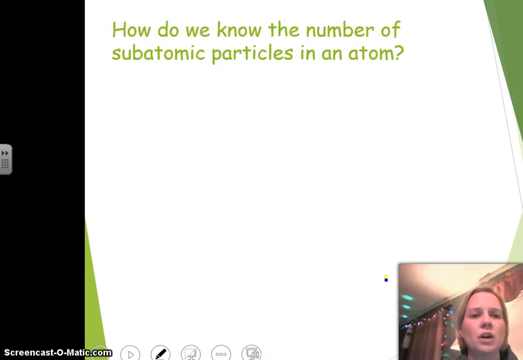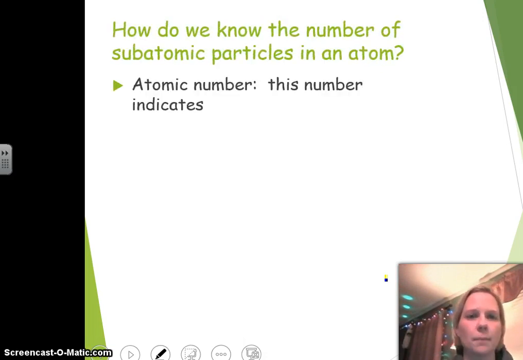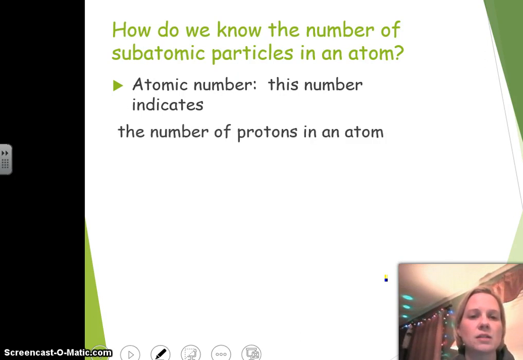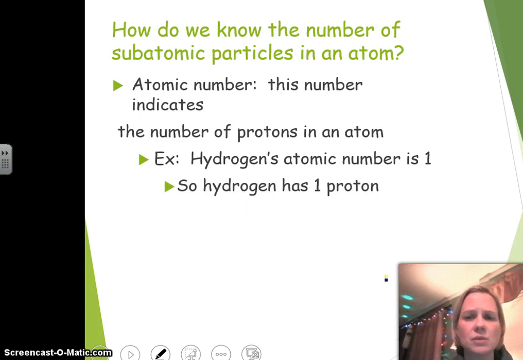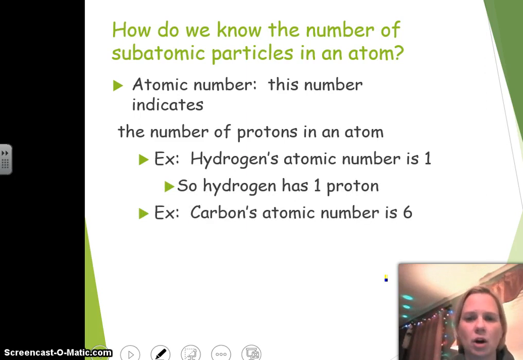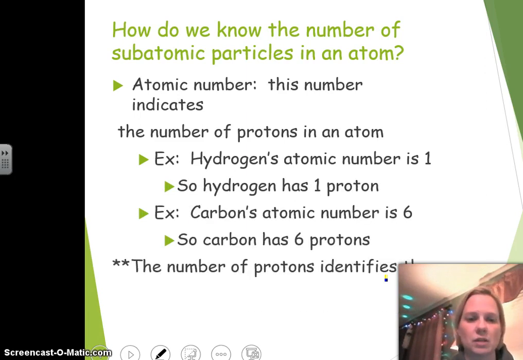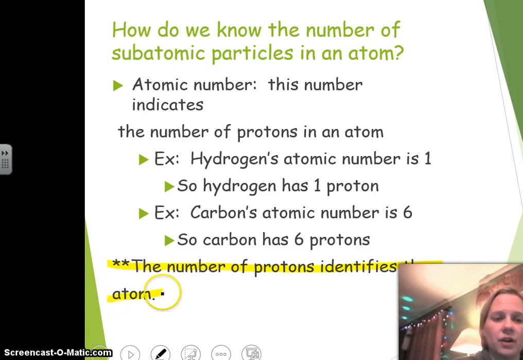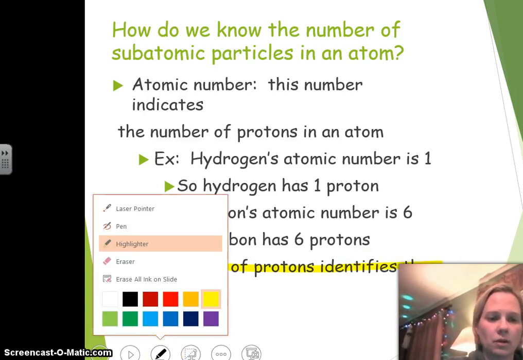Now, how do we know the number of subatomic particles in an atom? The atomic number is the number that indicates the number of protons in an atom. So hydrogen is one, hydrogen has one proton. Carbon is six, it's going to have six protons. The number of protons identifies the atom, and this is very, very important.